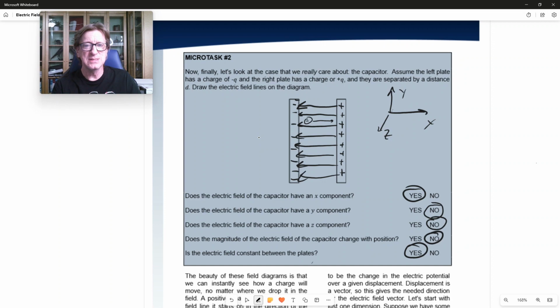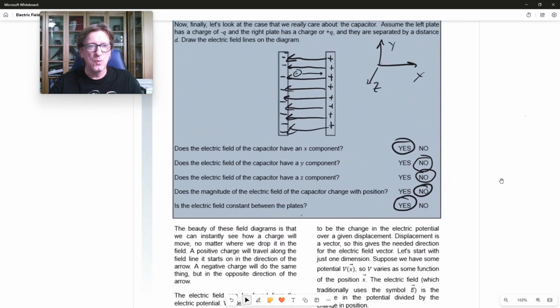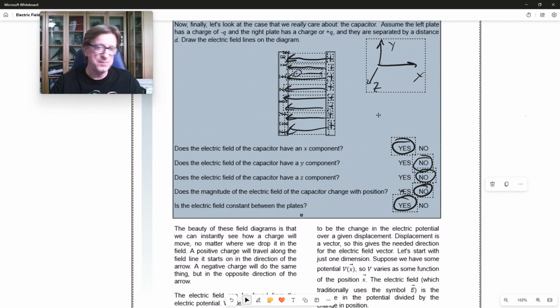And that's what makes this capacitor a fairly useful teaching device, because the fields are actually really nice and simple. It's only in one dimension. All right, now we need some kind of mathematical way of representing the electric field.